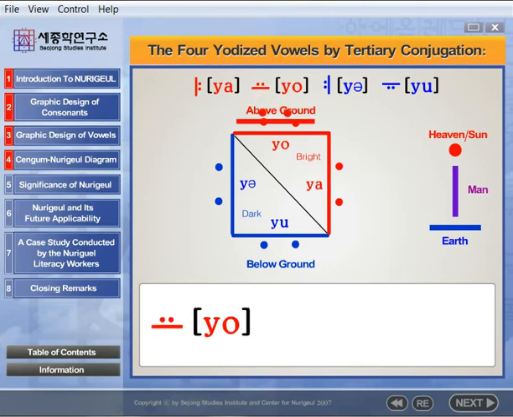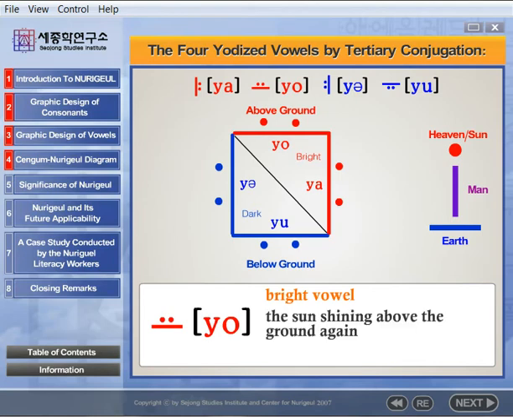The sixth is Yo, a bright vowel. This depicts the sun shining above the ground again. The sound is as in York, show.